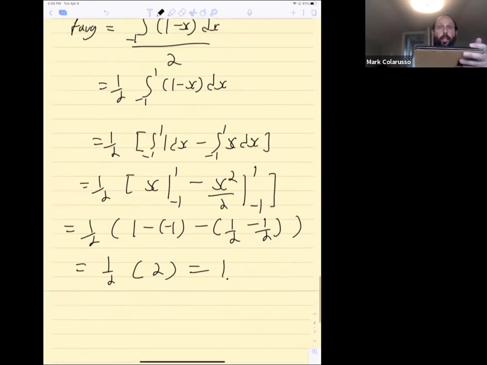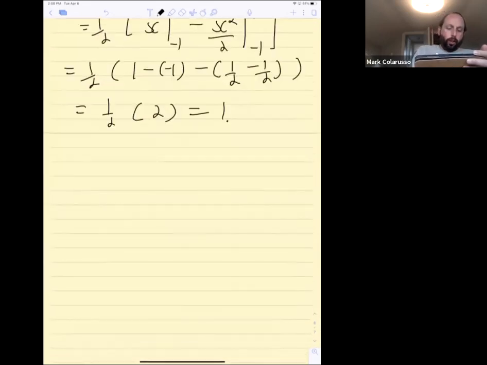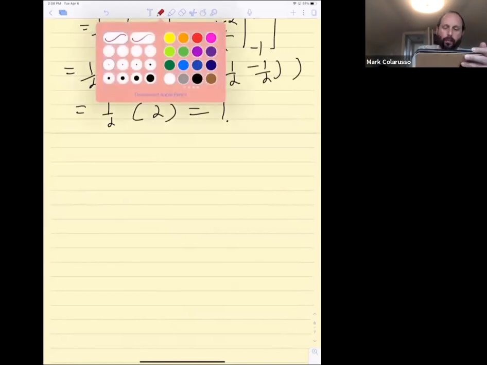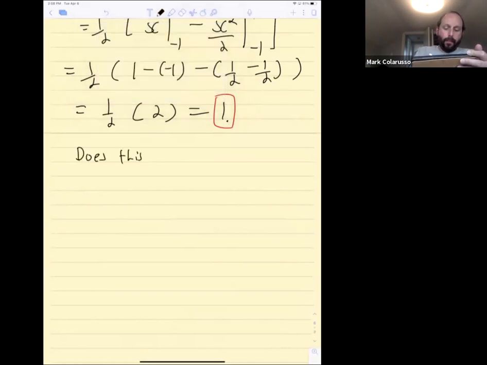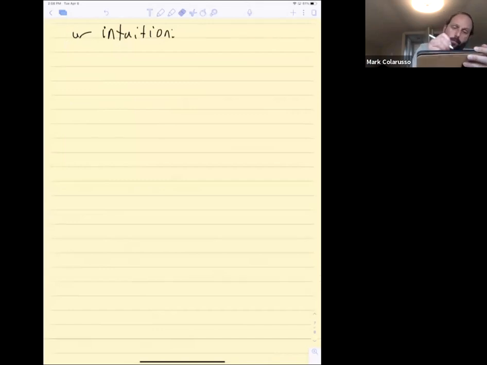And this is an integral calculation, right? But we should take a quick look and see if this corresponds to our intuition. So we're done with the question. We found the average value, but let's think about whether this corresponds to our intuition. And so let me draw the graph.